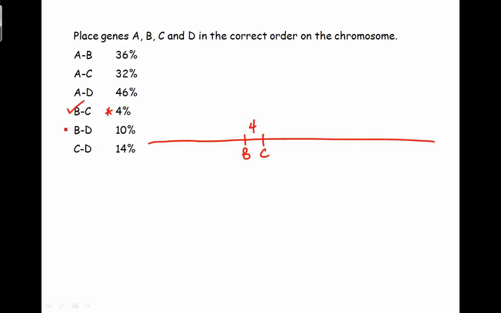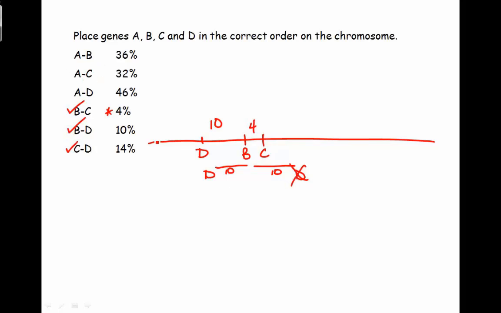Then I'm going to go to the 2 that are the next closest, which will be B and D. B and D are 10%. So I'm going to say D could be here, or it could be 10 this way. When I go and look at C and D and the fact that it is 14 tells me that D must be located over on this side. So I can cross that out there.